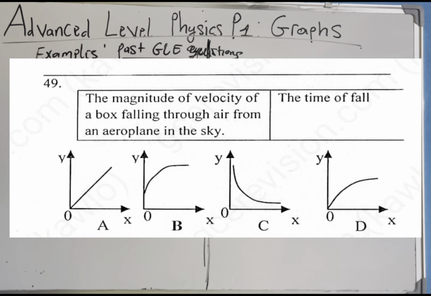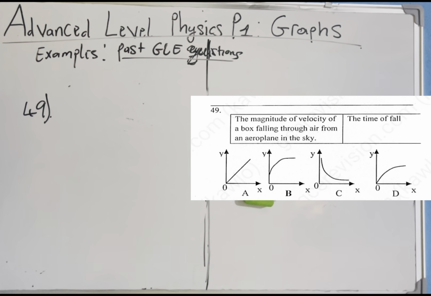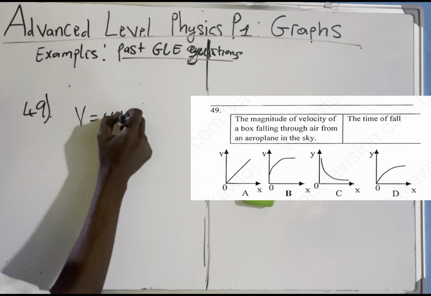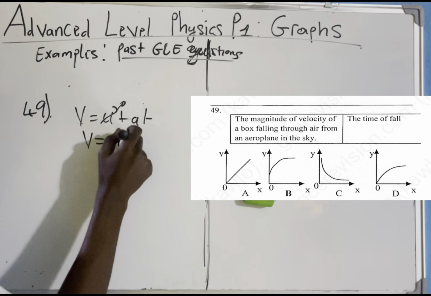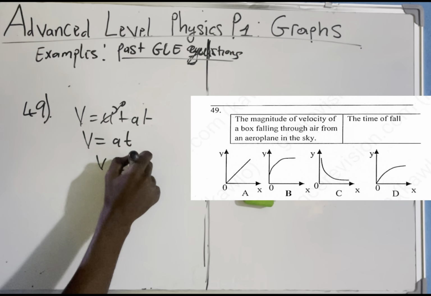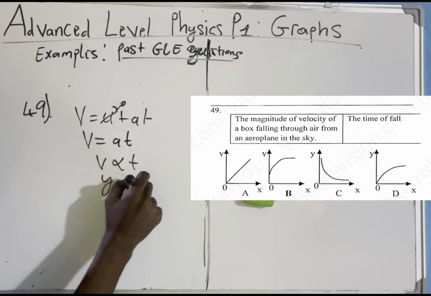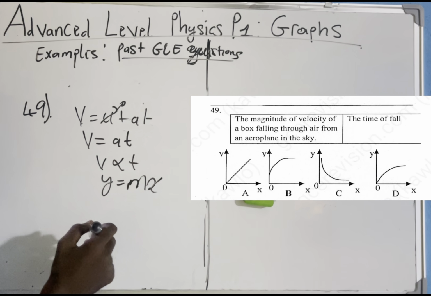So 49. The magnitude of the velocity of a box falling through air from an aeroplane in the sky and the time of fall. Simple as that. Magnitude of the velocity falling through air is given by the equation v equals u plus at. Let's say initially u is 0, v is simply equals to at, v is proportional to t. This is the equation of y equals mx. As simple as that.